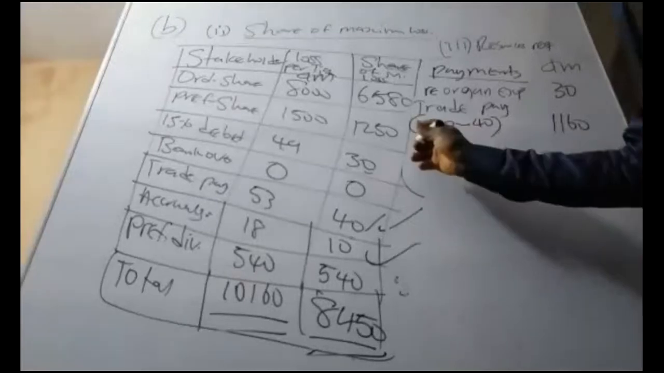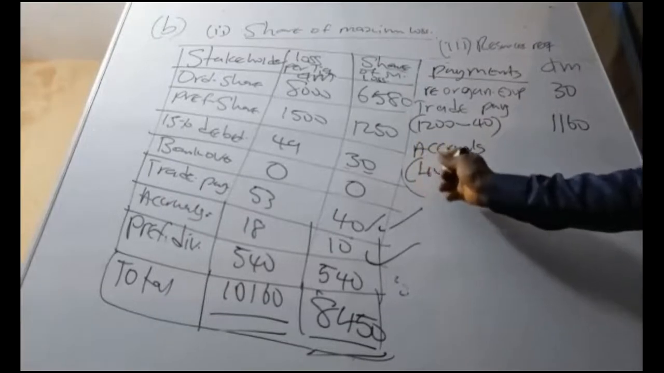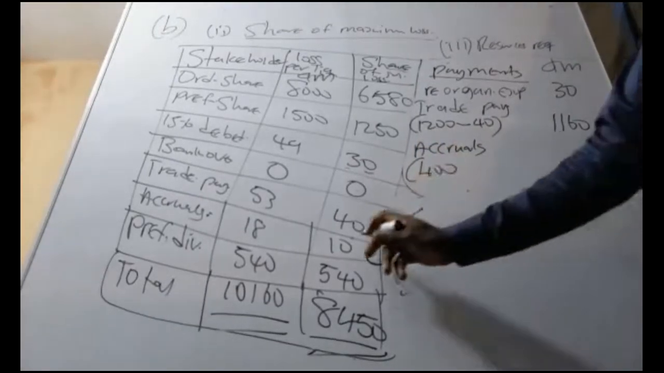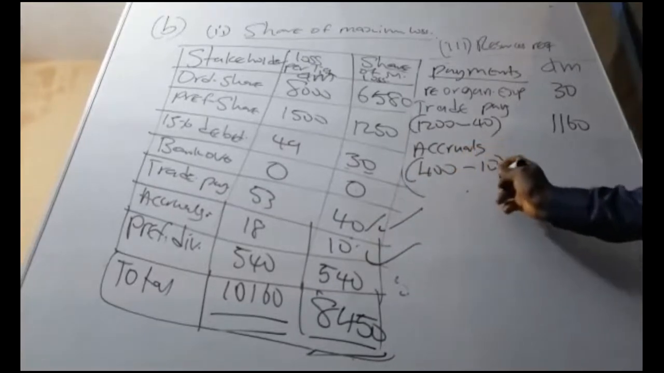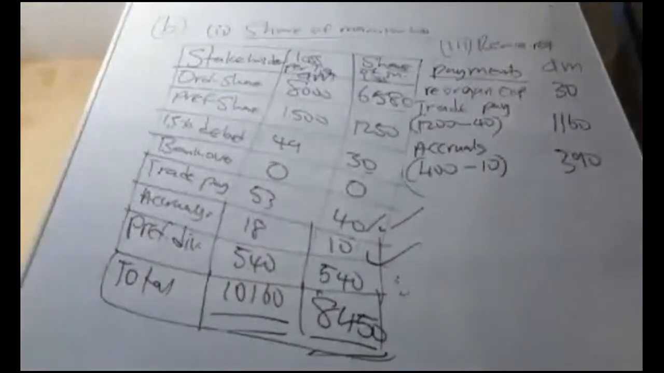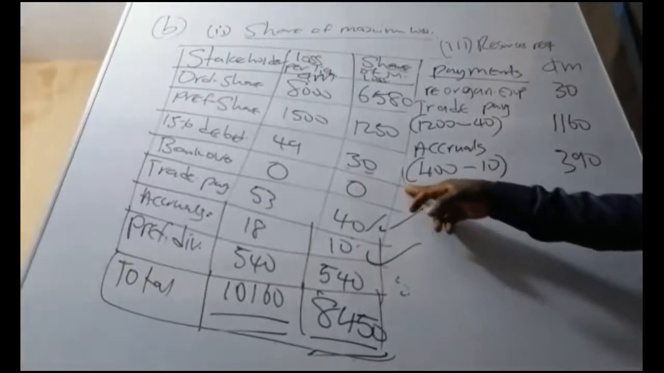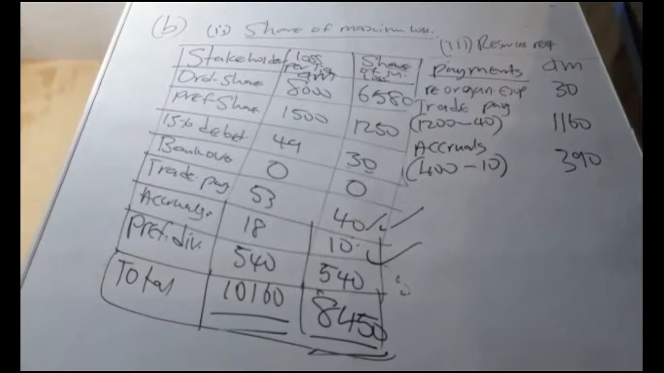What about the accruals? How much should we pay them? Accruals. Their value is 400, but we are scrapping off how much? 10. So less 10, you are paying them 390. Agreed. So that is it. It means that in the new business, we are leaving only the bank overdraft.